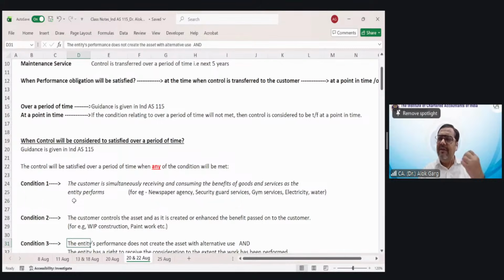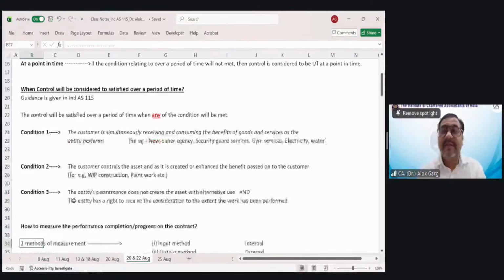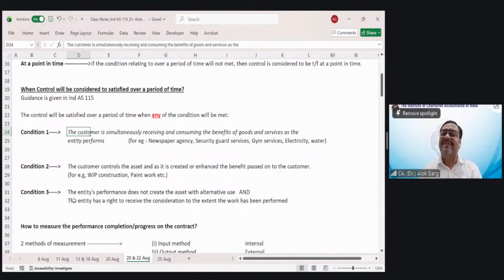Now, my dear friends, 3 conditions were given. If any one of the conditions is met, you can say that control is transferred over a period of time. First condition: the customer is simultaneously receiving and consuming the benefit of goods and services as the entity performs. For example, I am teaching you. Are you getting the benefit? Are you consuming the benefit simultaneously or not?